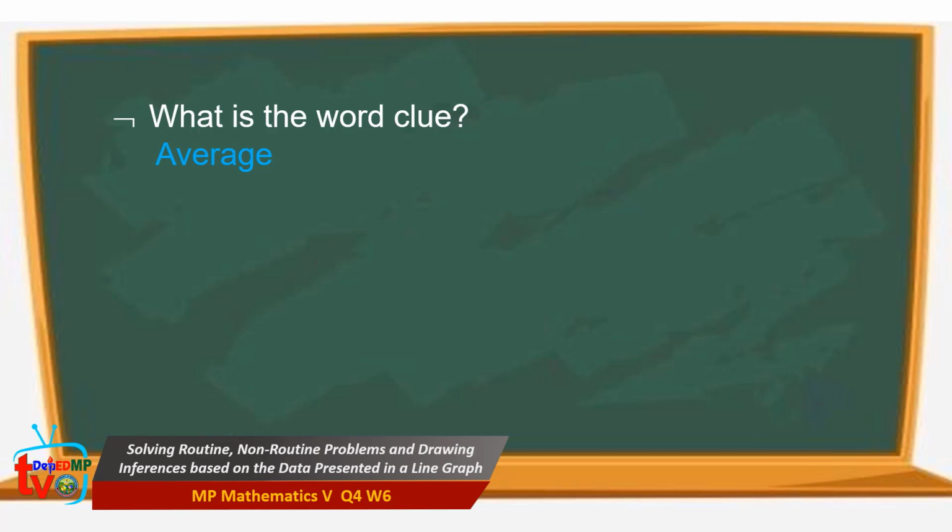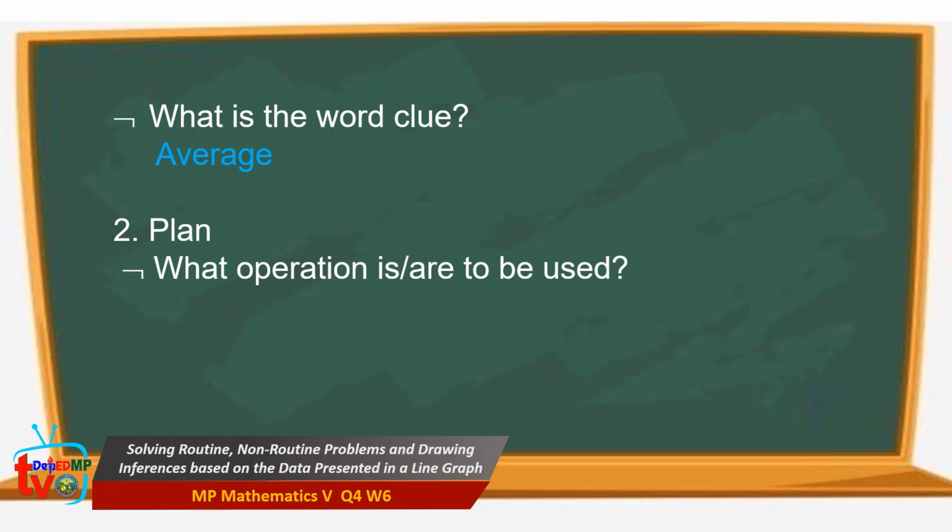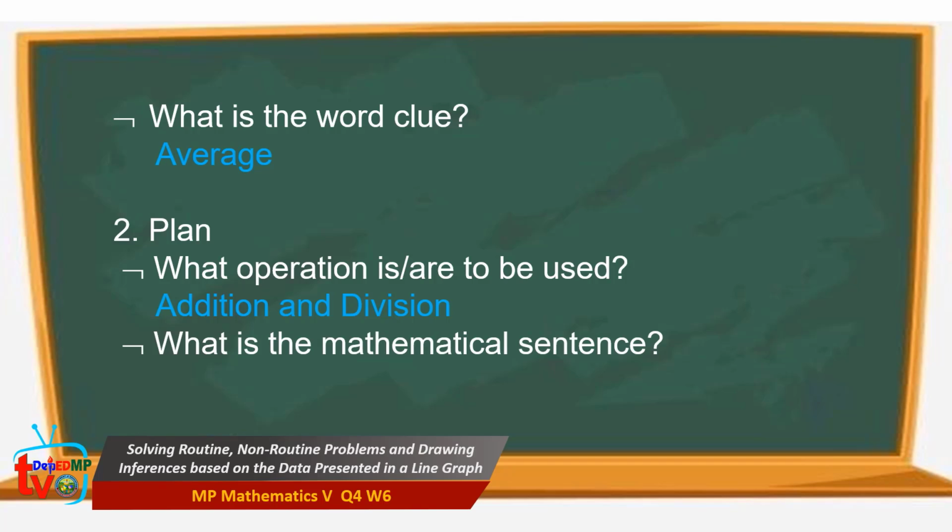The next step is to carry out the plan. You should know what operation to be used. In the given data, we should use addition and division to get the average grade of Ella in mathematics. After identifying the operation to be used, let's find out the mathematical sentence. The mathematical sentence in the problem is 83 plus 81 plus 84 plus 85 divided by 4 equals n.